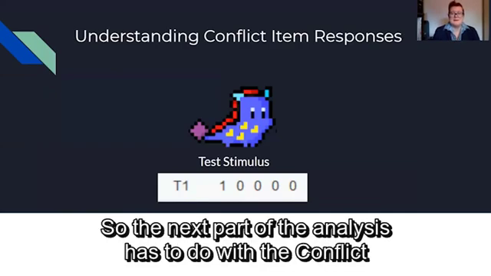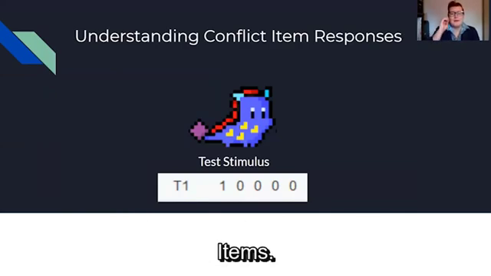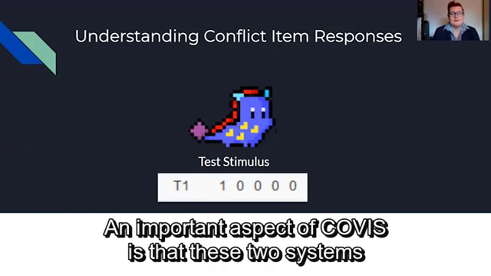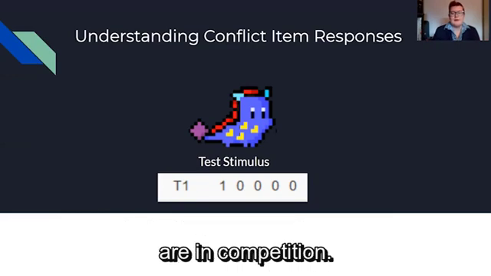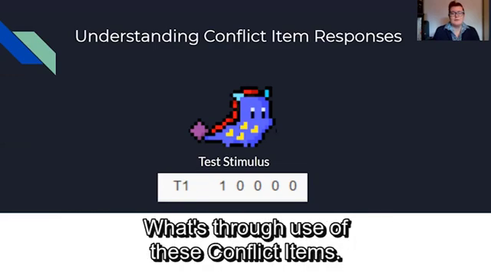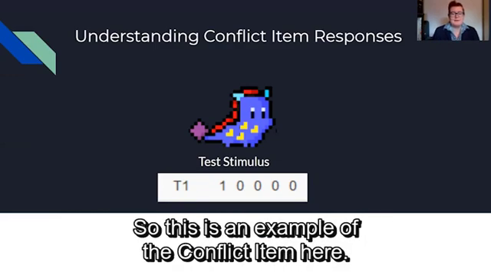So the next part of the analysis has to do with the conflict items. As I previously mentioned, an important aspect of COVIS is that these 2 systems are in competition. So the way that we determined what the strategy use was was through use of these conflict items. So this is an example of a conflict item here.